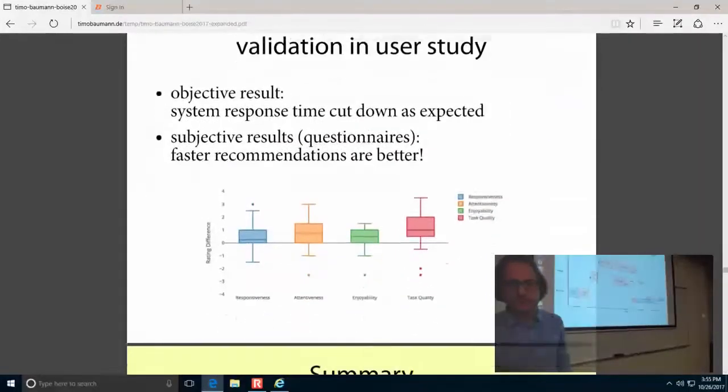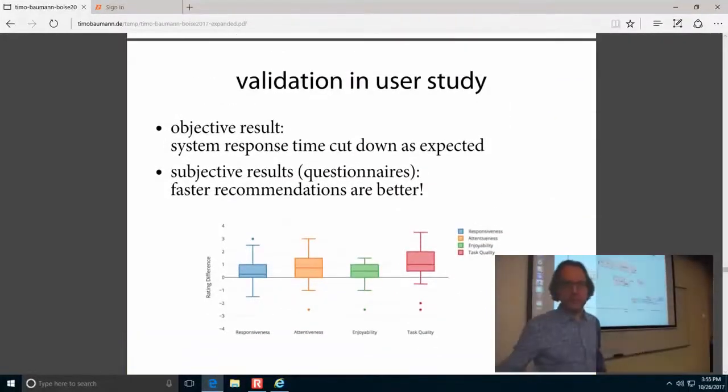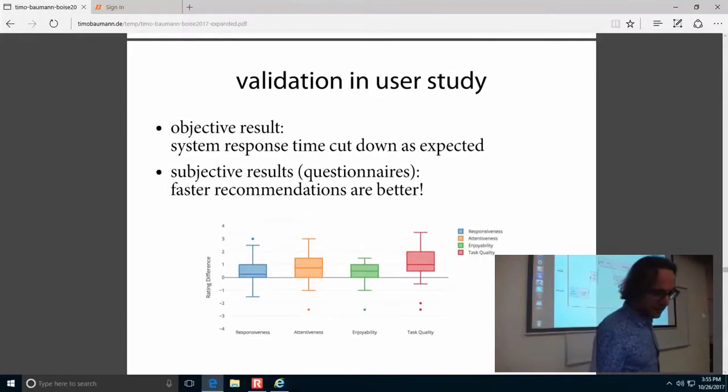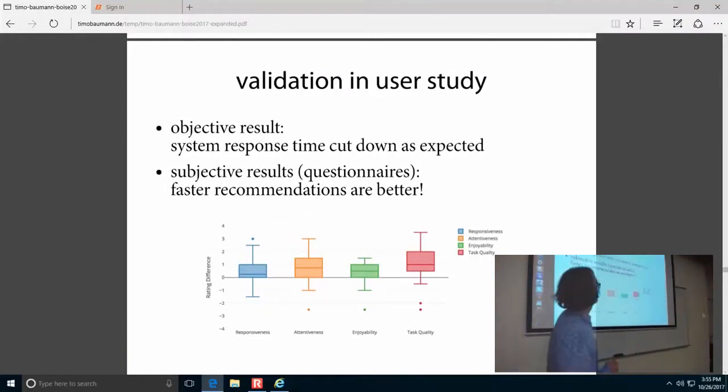And then we checked in the user study whether this is better, and the first answer is yes, of course. We cut down the waiting time so much. So, I mean, you saw that in the slide before. Of course, the waiting time is shorter, so objectively we're fine.